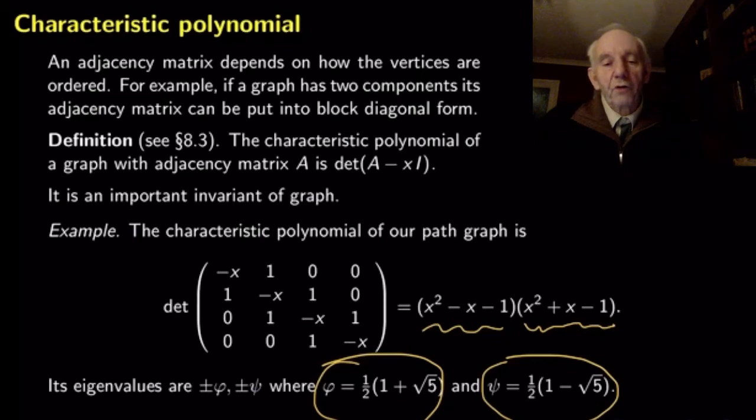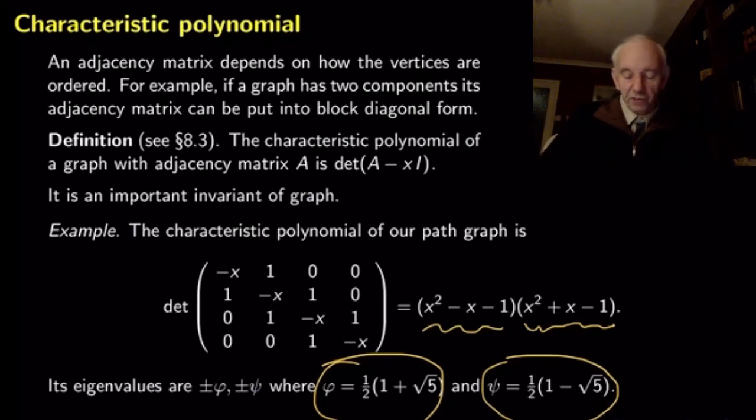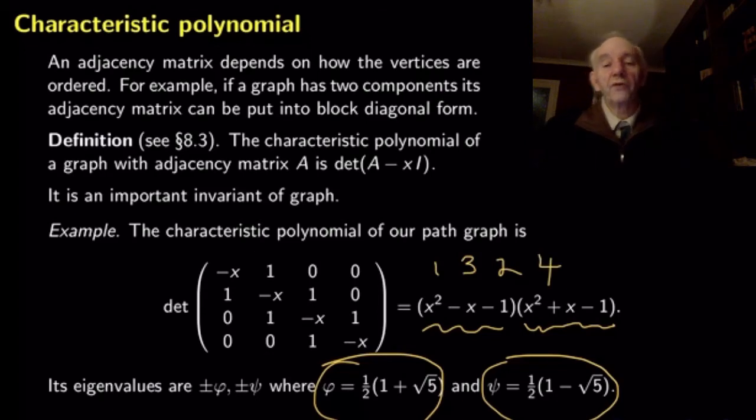In fact, had I ordered the vertices a bit differently, it would have been easier to see that this characteristic polynomial is of that form. If instead of ordering the vertices in the line 1, 2, 3, 4, I'd have ordered them 1, 3, 2, 4, I'd have got a matrix in block form, so it's worth doing that exercise.